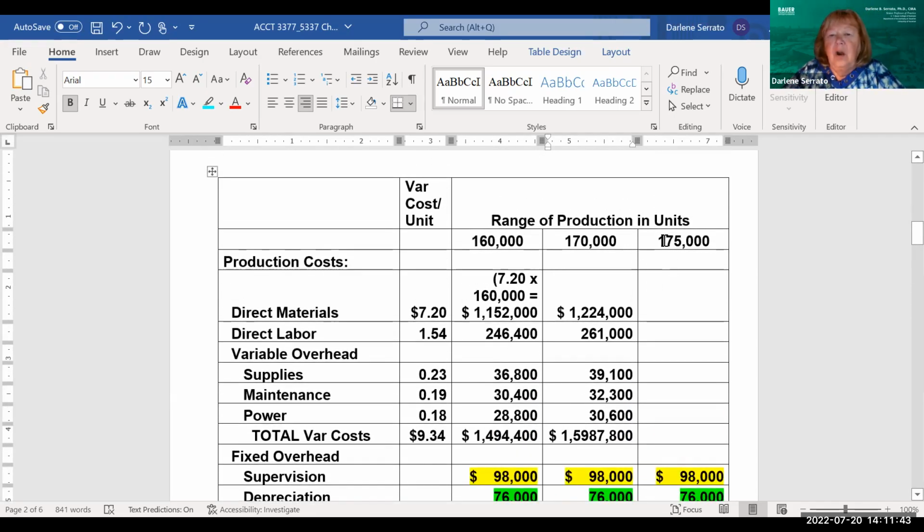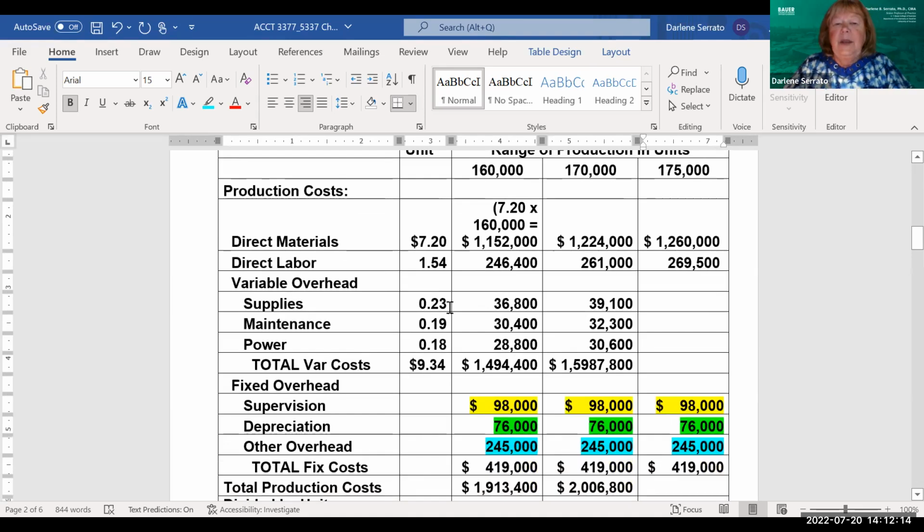Then for 175,000 units, direct materials will be 1,260,000. Direct labor will be 269,500. Supplies, 23 cents times the 175,000 will give us supplies of 40,250.